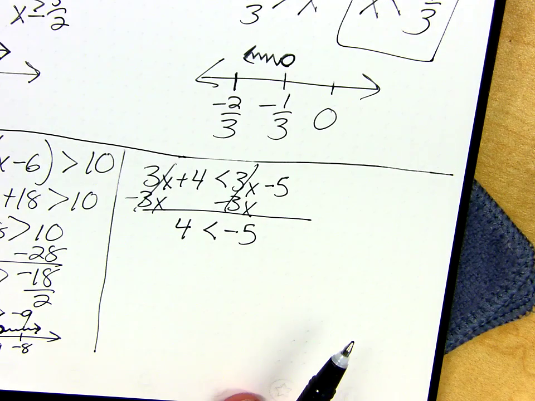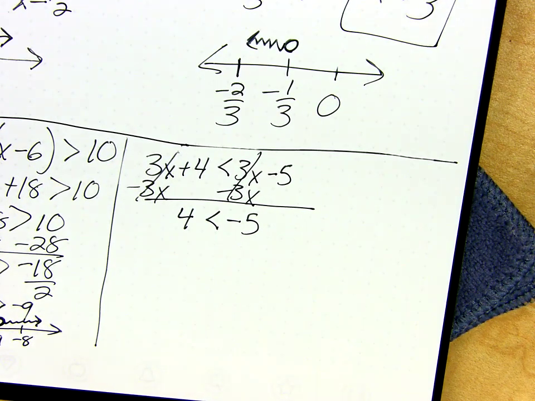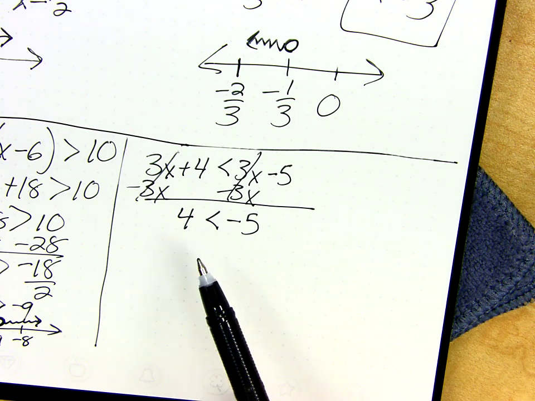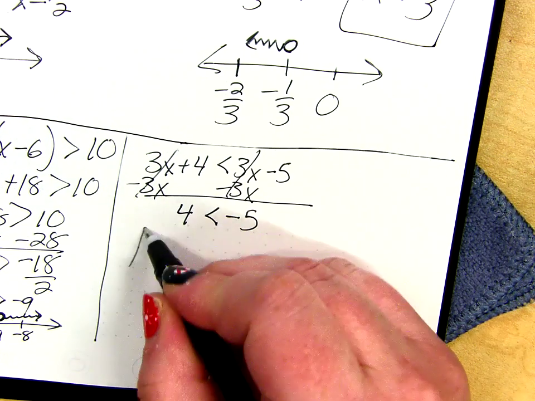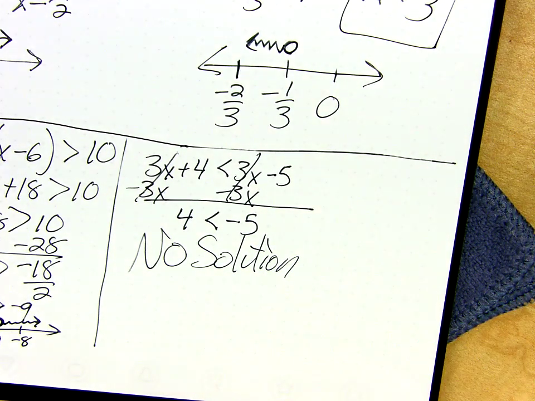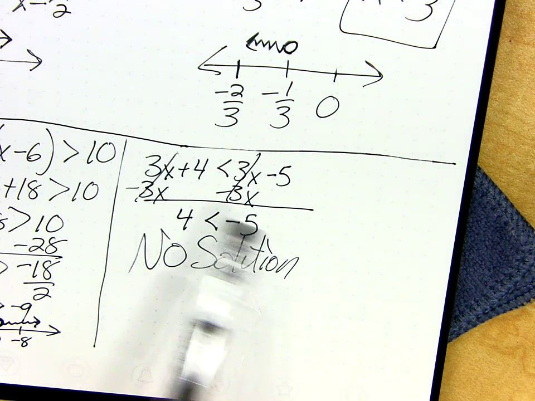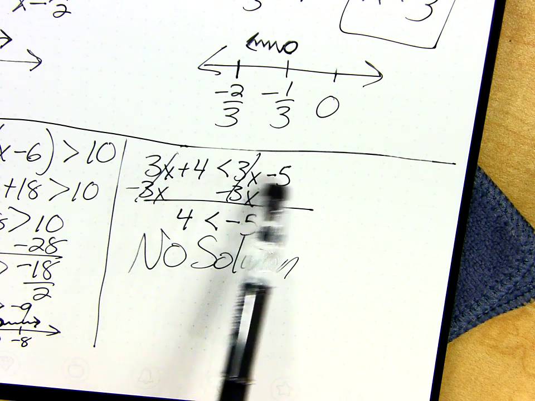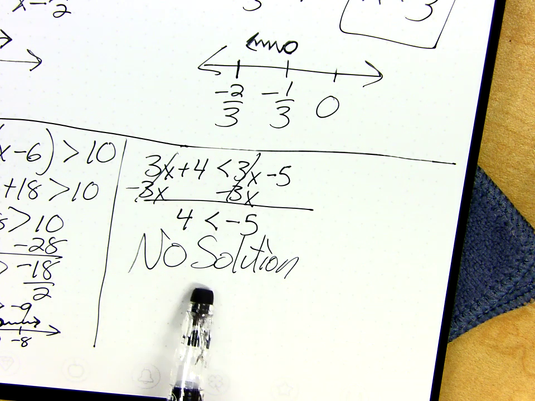But here, when all my variables went away and I'm left with something that doesn't even make any sense, that means there is no solution. That's like if I said to you guys, give me a number that's less than 5 and greater than 10. It doesn't exist. There is no number that does both those things. It's the same idea. There is no number that's going to satisfy this inequality. So there is no solution here.